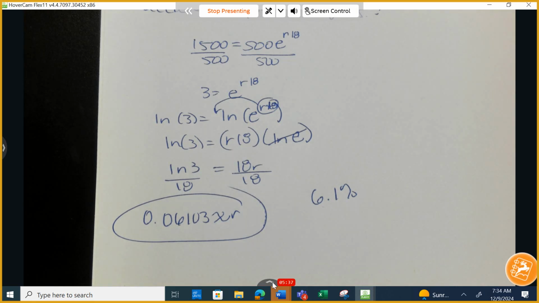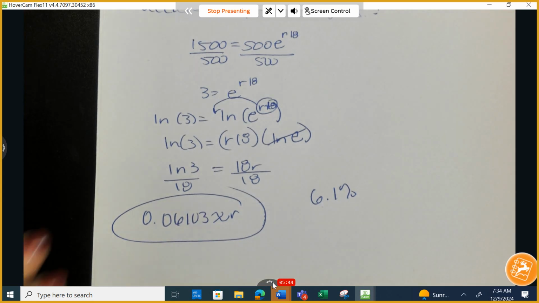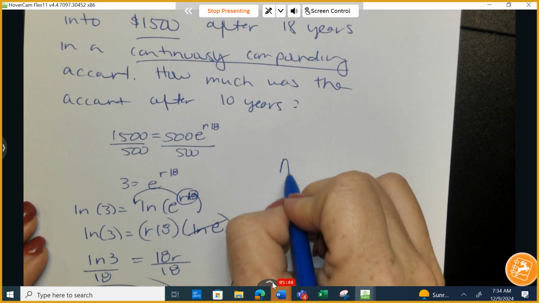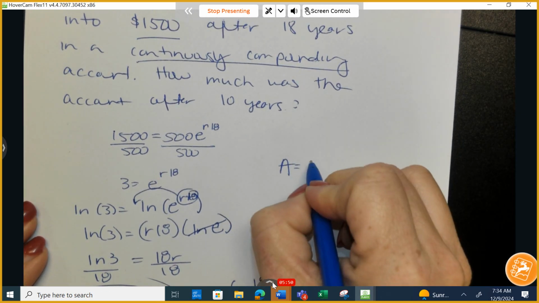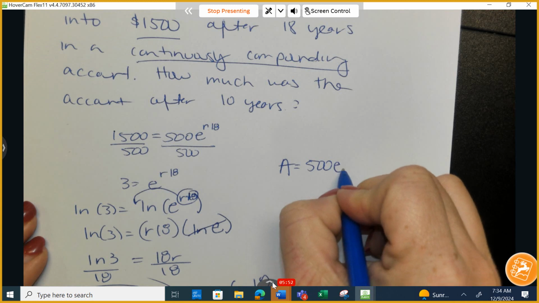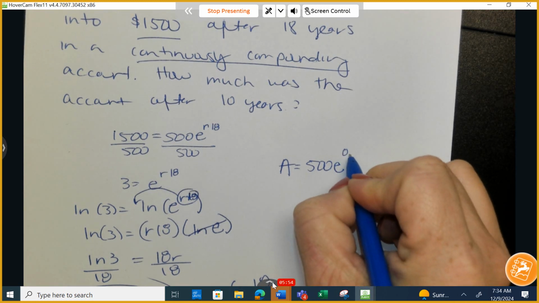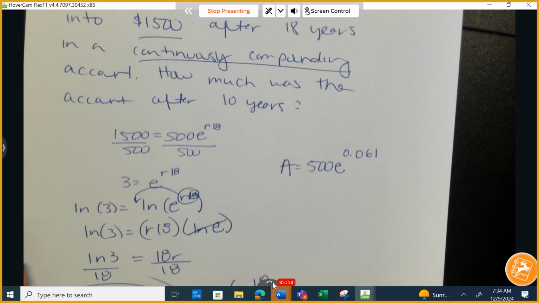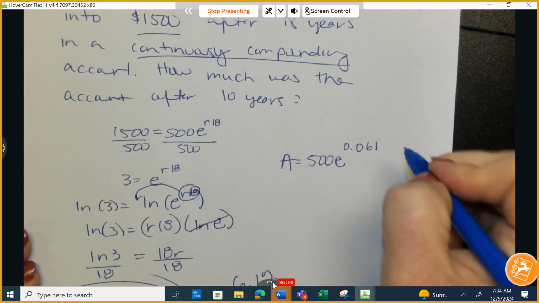Whenever I plug the rate into the continuously compounding account, I do need to put it in decimal form. So let me rewrite this equation. We don't know how much is going to end up in the account, but we know we start with 500, and we know we have a rate of 0.061. I'm just going to do 3 places after, so the thousandths I'm rounding to.